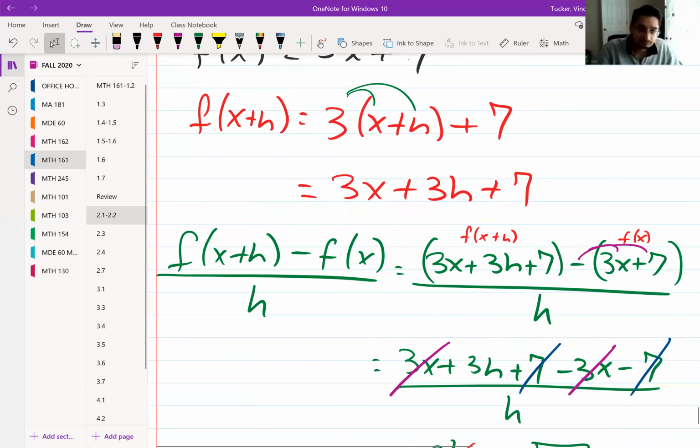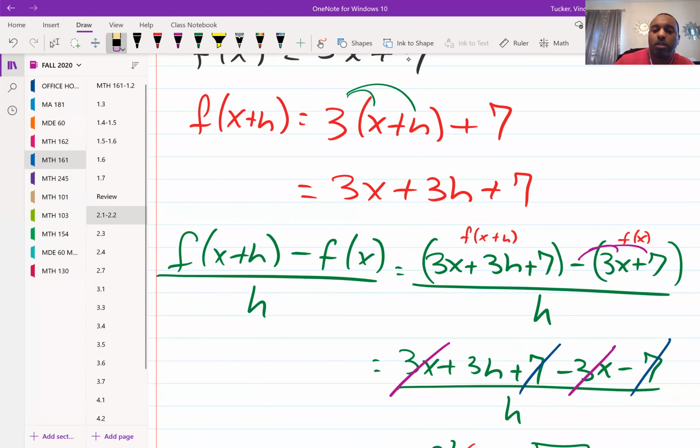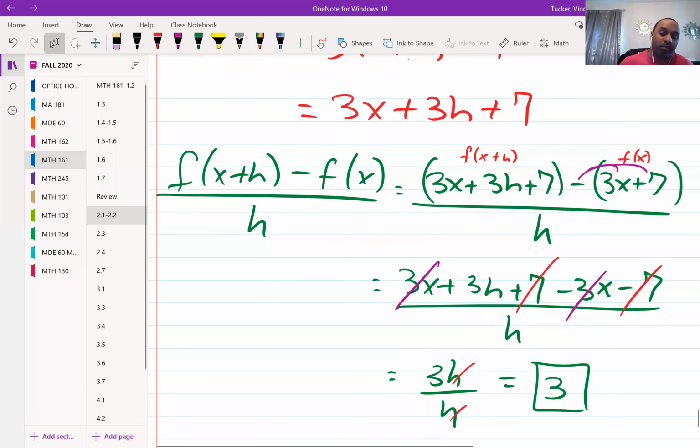All right. So once you distribute, I'm going to erase this part. Distribute, that'll turn 3x negative and 7 negative. So now you can go ahead and cancel out 3x and negative 3x will cancel. And 7 and negative 7 will cancel. Remember, any term that's left in the numerator should have h in it. In this case, it will just be 3h. So then 3h over h would be 3.